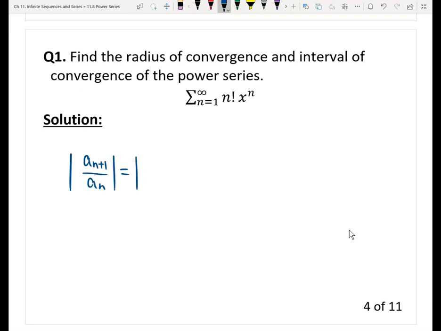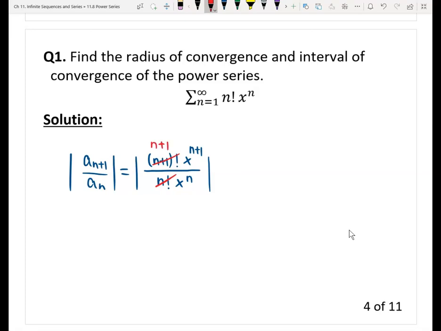I will put the a_(n+1) here, which is (n+1) factorial, and the x raised to the n+1. This is a_(n+1). a_n is the factorial of n times x raised to the n power. How to simplify? Of course, I will cancel this. What do we have left? We have n plus 1.